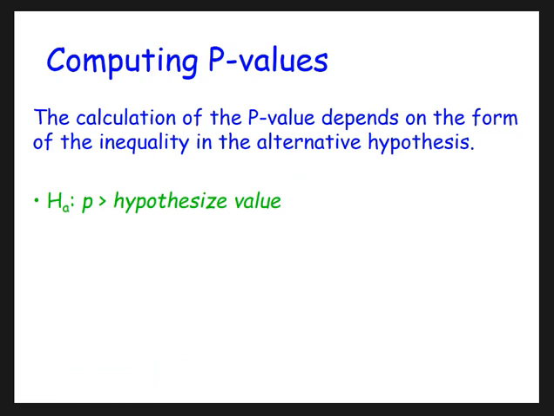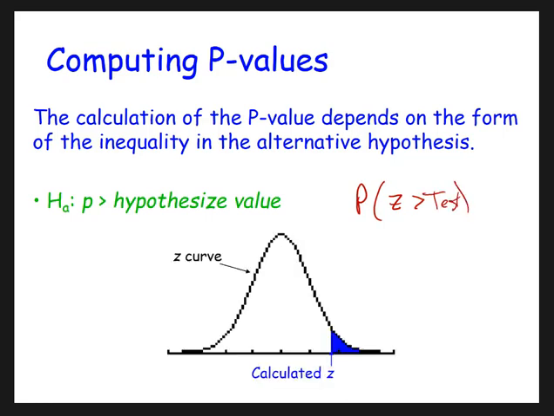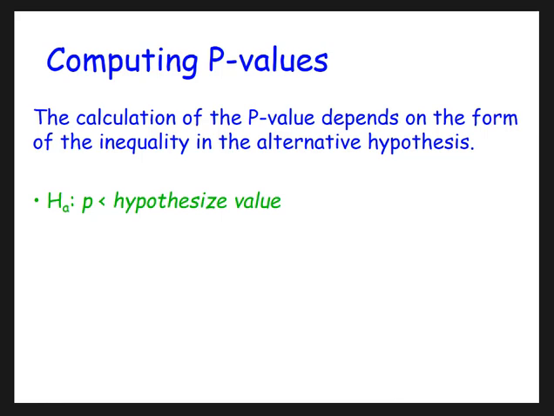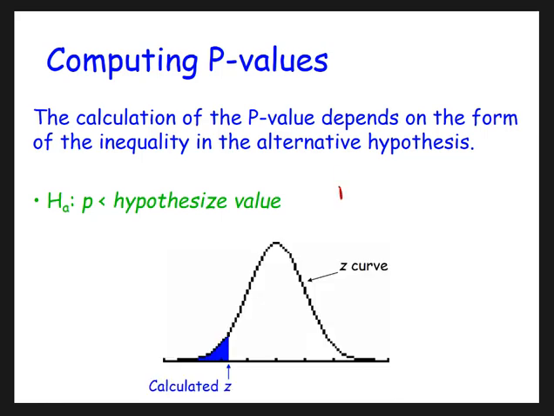So again, calculating the p-value depends on the form of the alternative hypothesis. If it's greater than, we're finding the probability of getting z greater than our test statistic. So that's the upper tail area above whatever our z-score is. If it's less than, then it's the probability of getting a z-score less than our test statistic, so the probability of z being less than that value from our sample.